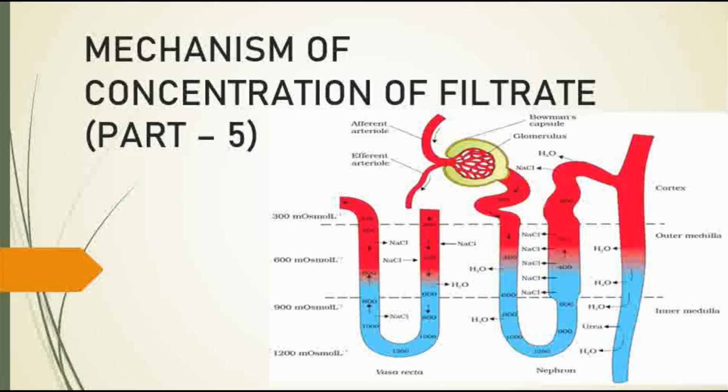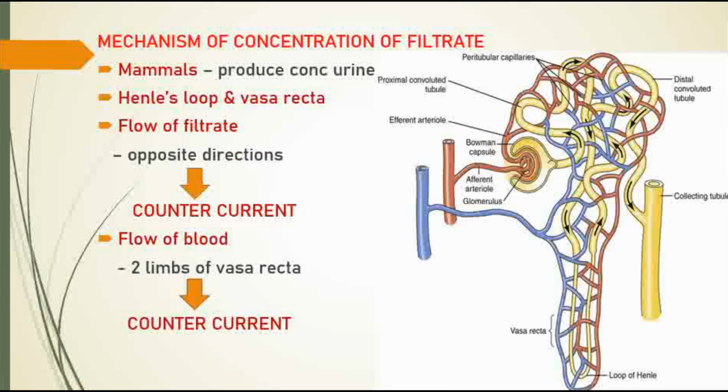So first, in the mechanism of concentration of a filtrate, let's see mammals, including humans. Mammals produce a concentrated urine. And how is this concentrated urine produced? Through two structures, which are Henle's loop and vasa recta. So these are the two structures of the nephrons through which the urine gets concentrated.